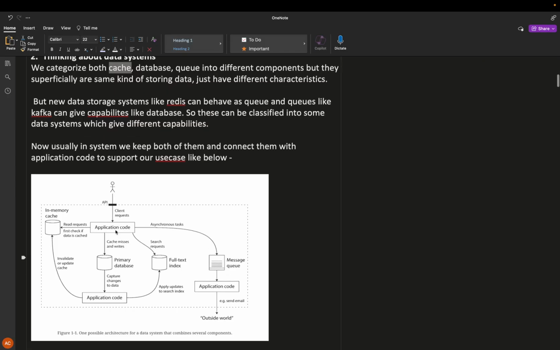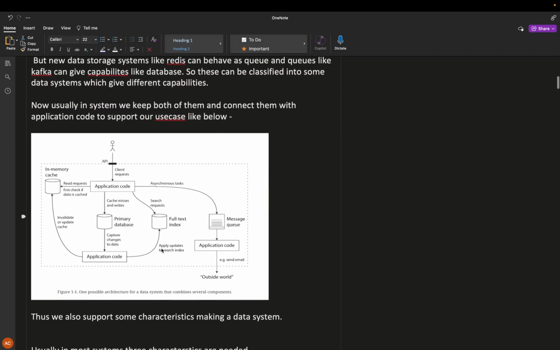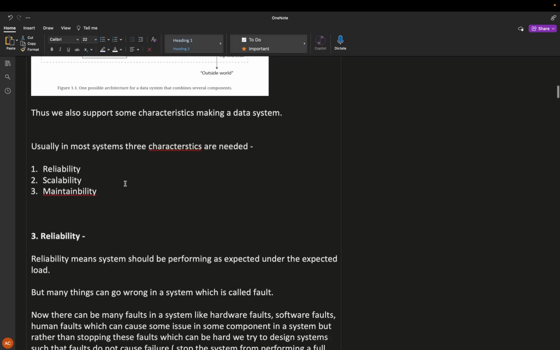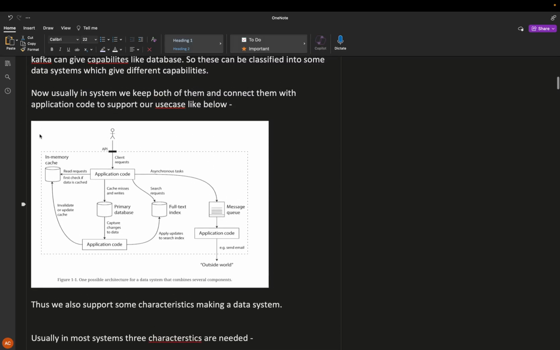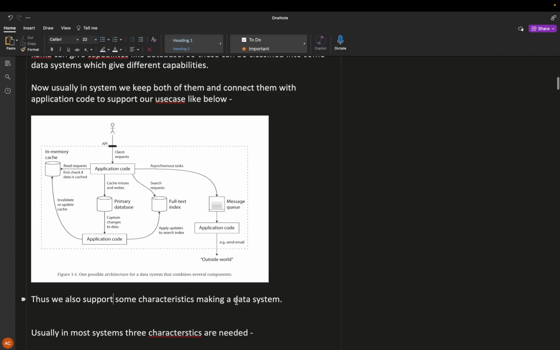And similarly, at the end of the query, maybe the system puts a message to a message queue which is used by another application, right? So all of these different components in the data system are actually bound by application code. Now what I want to show is that by using these components we are actually also building a data system, right?